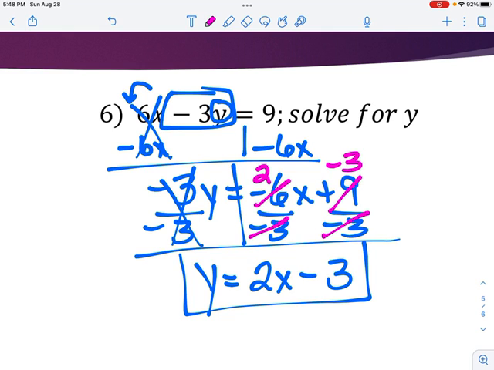And that's how we solve literal equations. If you notice, not much different than what we've been doing. It's just our final answer is not x equals a number or y equals a number. It's actually another equation.